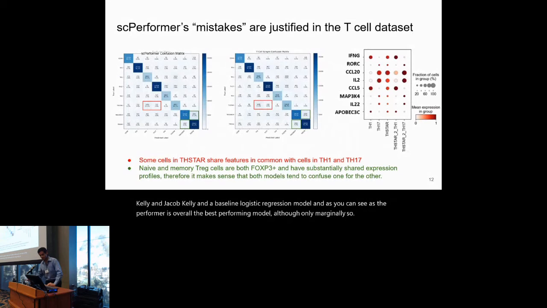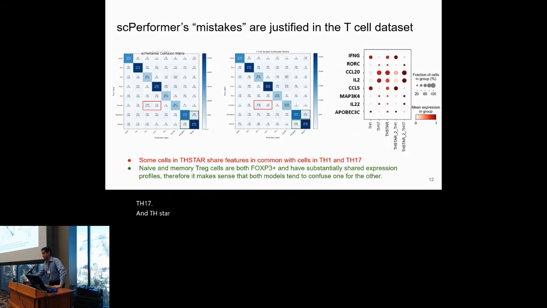Next, we looked at the mistakes that scPerformer is making. This is in the T-cell dataset, and I hope it's visible. As you can see, in these two confusion matrices, for cells whose ground truth label is TH star, a sizable proportion of them tend to be predicted as either TH1 or TH17. And TH star is a heterogeneous cell type that is defined as having characteristics from both TH1 and TH17 cells.